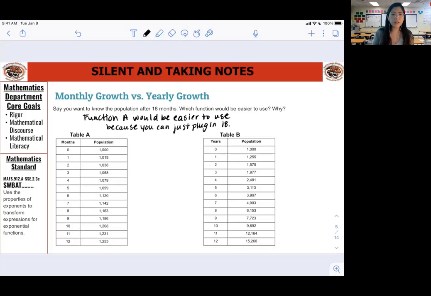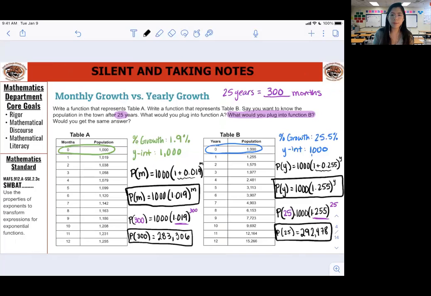Any questions so far? That's basically it for this table, for this situation. Any questions on this page?